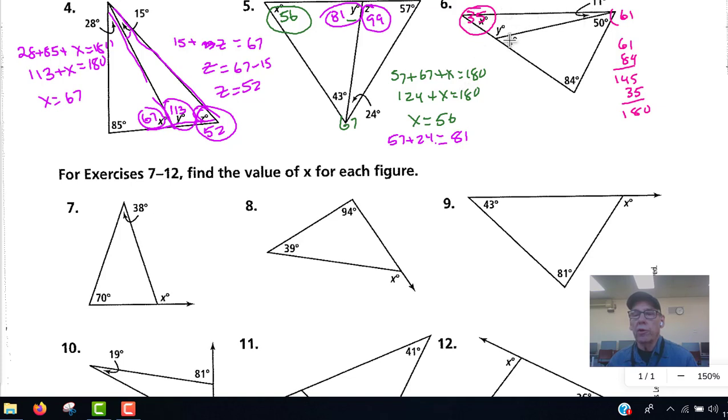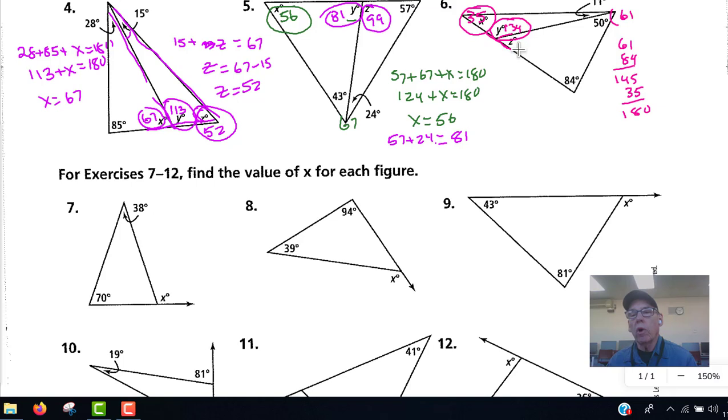Inside this triangle here, we do the exterior angle theorem again. 84 and 50 adds up to 134, and that's got to be the measure of y, since this is the exterior angle to this triangle on the right. So the exterior angle equals the sum of the remote interior angles. These add up to 134. Y must be 134. So we found y that way without doing a whole lot of work.